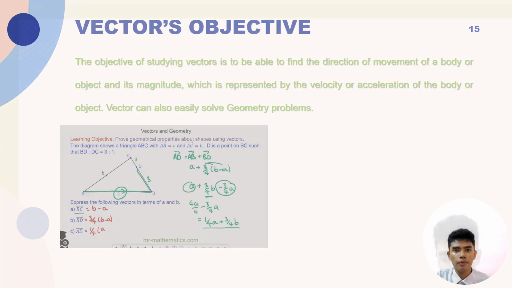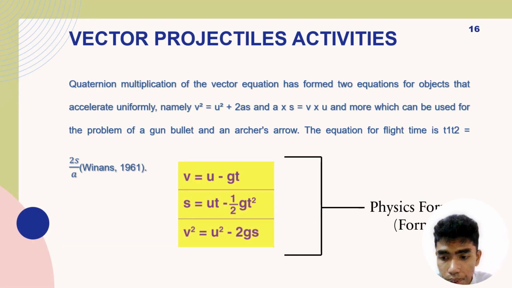So here we have vector projectile activities. The linear multiplication of vector equations has formed the equations for an object that accelerates uniformly, named v squared equals u squared plus 2as, and s equals (v plus u) over 2 times t, which can be used for the problem of a gun bullet and an archer's arrow.